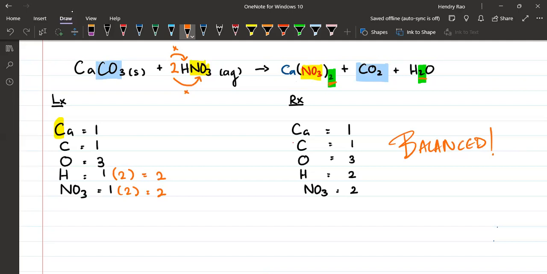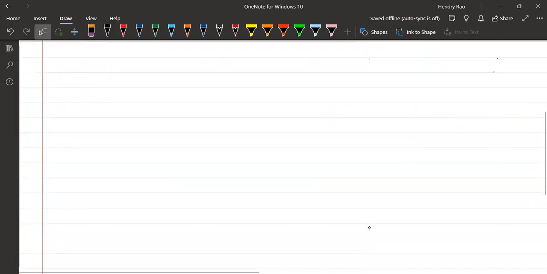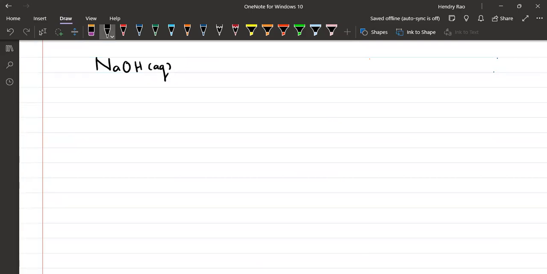Okay, now let's try another one. This time we'll use hydroxide. Just now I used carbonate, right? So now I use a hydroxide. Let's use the simplest one, not to make it confusing. I have sodium hydroxide, which is an aqueous solution, plus sulfuric acid, which is also an aqueous solution. And this time I only have two products. One is salt and the other is water.